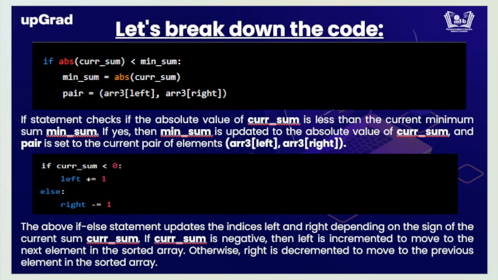We have an if statement also inside the function. The if statement checks if the absolute value of the current sum is less than the current minimum sum. If yes, then the minimum sum is updated to the absolute value of the current sum and the pair is set to the current pair of elements.